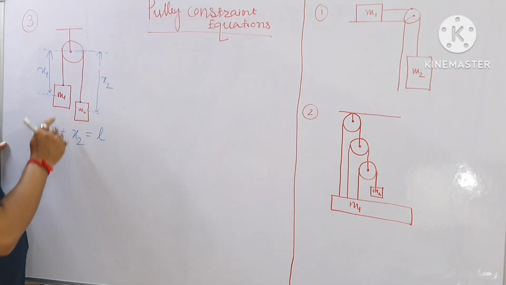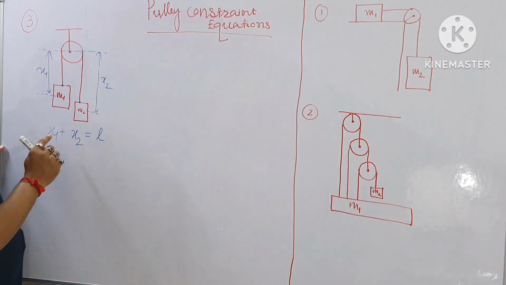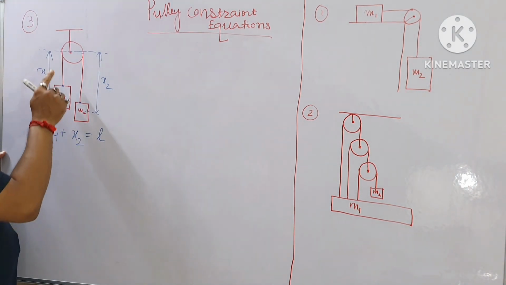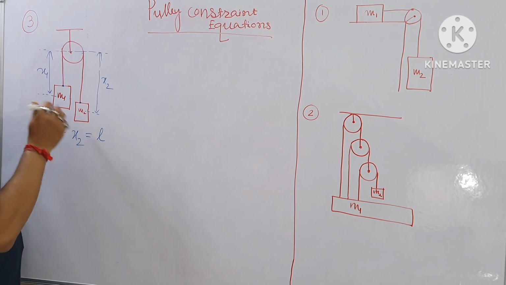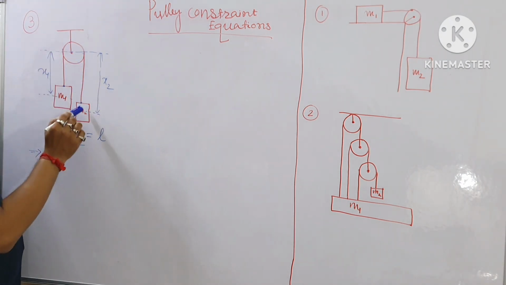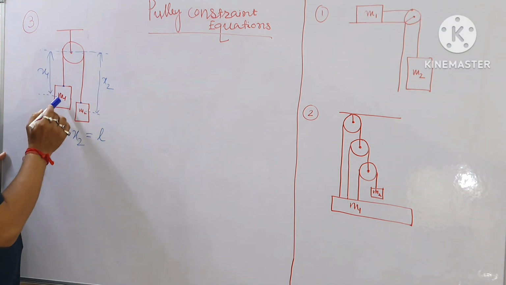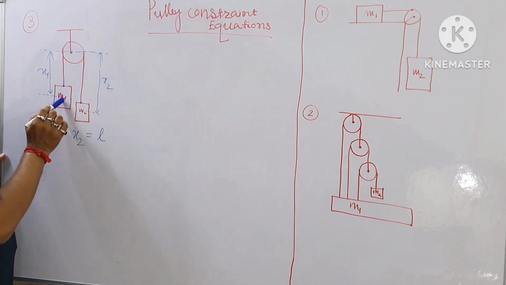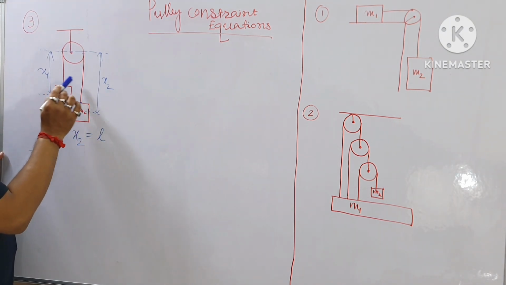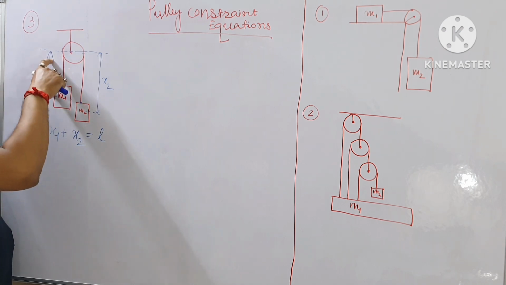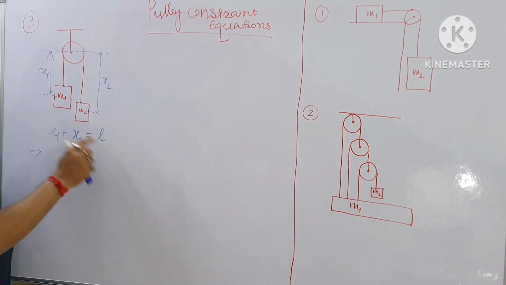You have two blocks over here, M1 and M2. And suppose M2 may be going downward and M1 may be going upward. In both the cases, the string length will never change. The string length will always be constant. Whatever be the displacement of M1 block or M2 block, the string length will never change. Suppose for this region we have x1 plus x2 equal to L.